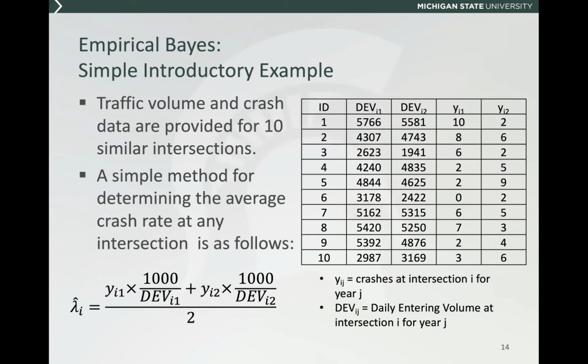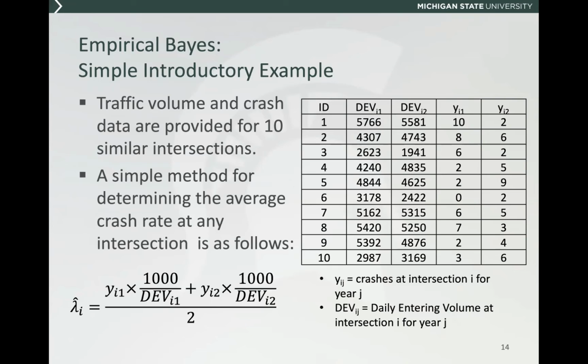And so to that end, here we have crash data for a series of 10 locations. And so at each of those 10 locations, we have estimates of the daily entering volume at that site during each year of our 2-year analysis period. And we also have the number of crashes that occurred at each site during those respective periods.